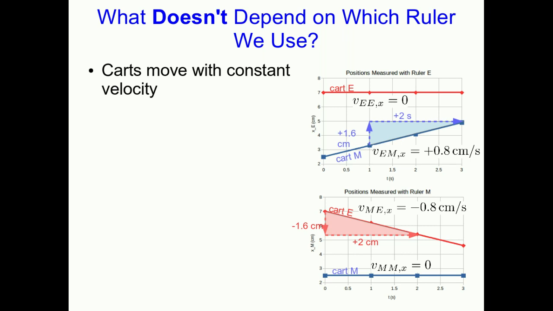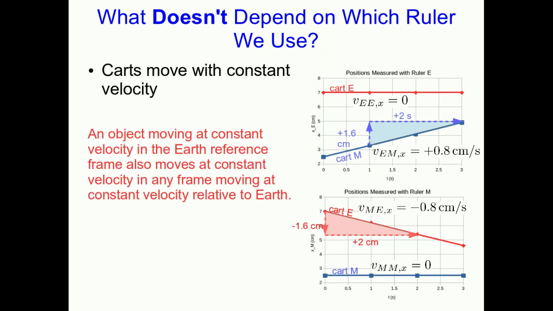But what's really important here isn't that the velocities differ depending on which ruler we use. What's important is what doesn't change. Notice that all the x versus t graphs we've been looking at are straight lines. So these carts are all moving with constant velocity, but more importantly, we see no matter which of these rulers we use that they're moving with constant velocity. So we can conclude that an object moving at constant velocity in the Earth reference frame will also move at a constant velocity in any frame that's moving at a constant velocity relative to the Earth.